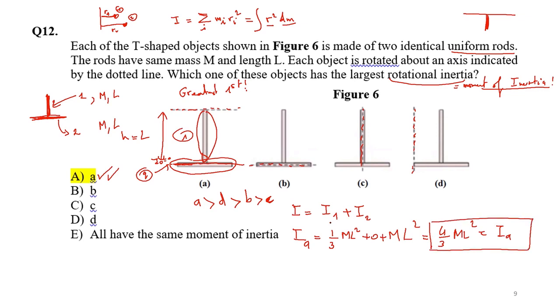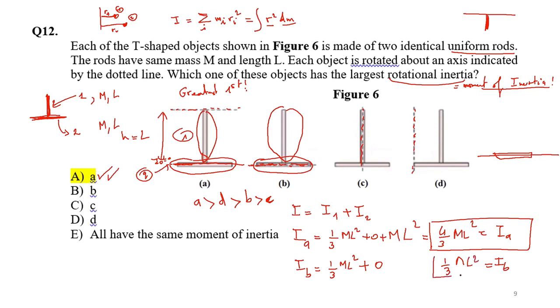Now let's go to the moment of inertia of B. Now the axis of rotation is passing through here. So the moment of inertia of B will be the moment of inertia of this one here, which is the same 1/3 of m l square. Now what is the moment of inertia of part 2 here? 0. Because if I have a rod, and the axis of rotation is passing along the rod, the moment of inertia is 0. So the moment of inertia of B is just 1/3 of m l square.